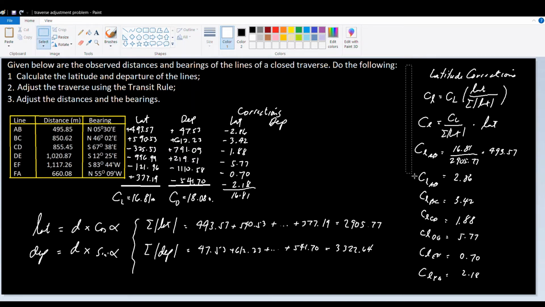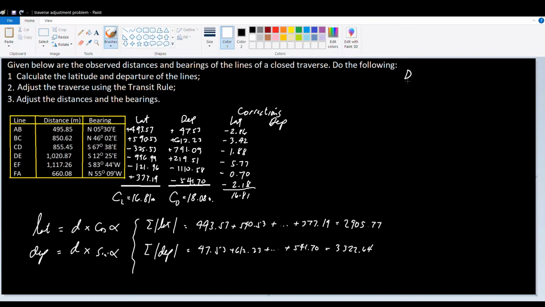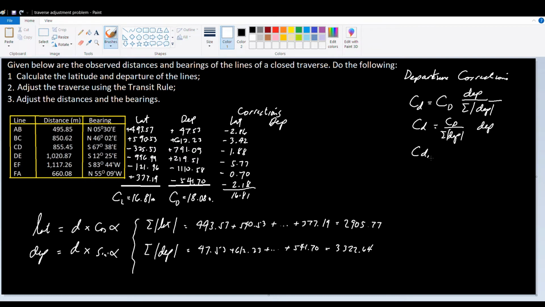We will be doing the same thing for the departure corrections. So departure corrections. Correction for departure of any course is equal to the total misclosure in departure times the departure of that course over the sum of the absolute values of the departures, or CD over summation of departure absolute value times the departure of the course.